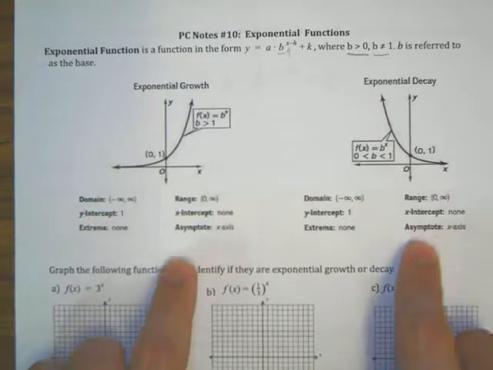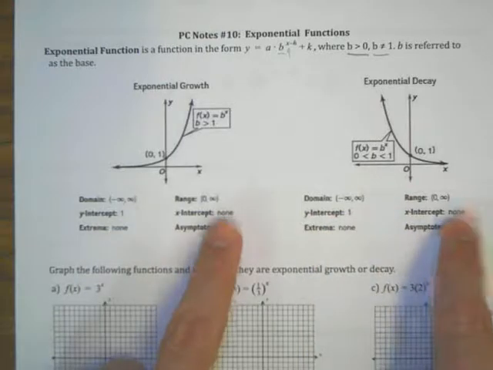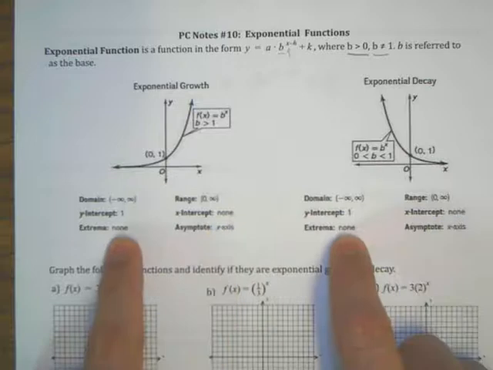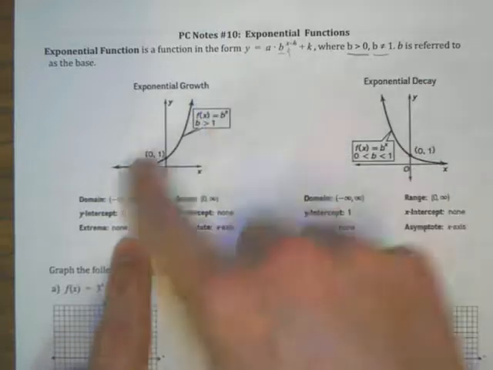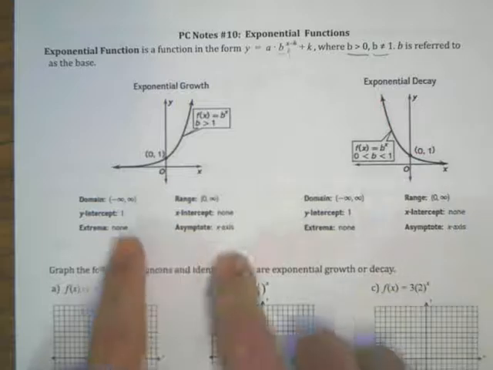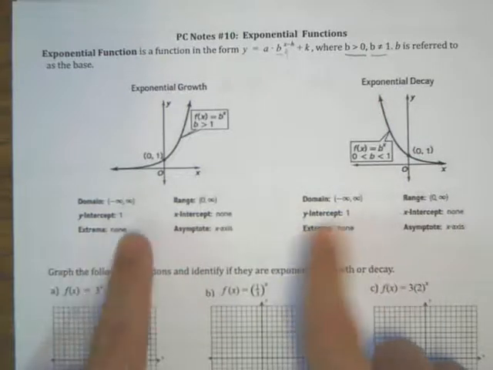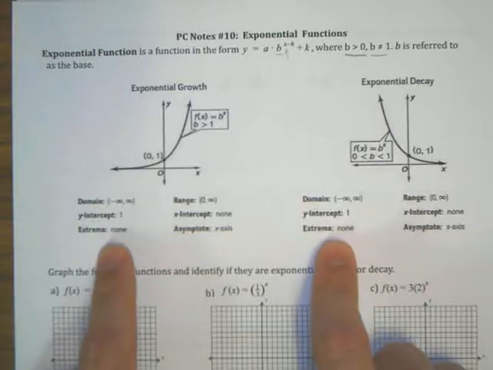Then we've got the y-intercept. Both of these functions is 1. That will change. The x-intercept, none. We'll talk about that in a minute. Extrema, none. There is no change in the graph. It is always increasing or always decreasing, so therefore there is no change. No extrema. Not super important. You could probably forget that, but it's good to talk about these things because we already have, so we can relate them.